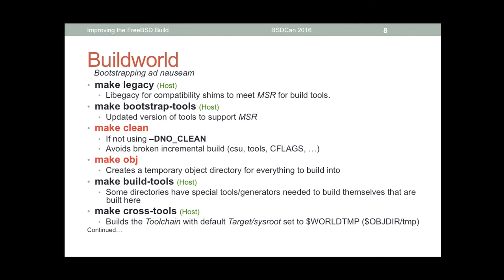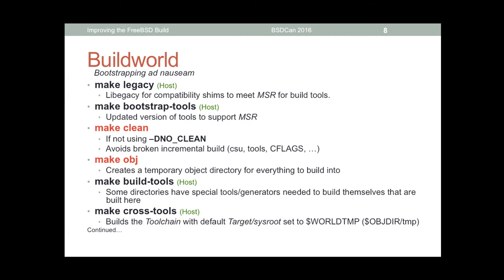Next is another tree walk of make obj. Remember, a tree walk goes through every directory in the tree, and this is just doing a make dir in the object directory for every directory we're building in. Next is build tools, and this is a specialized tree walk that goes through in every directory and looks for a build tools target and builds those. There's only about 8 directories in the entire tree that we do a build tools target for. It's not quite a tree walk. We have just hard-coded these 8 directories for it to visit.